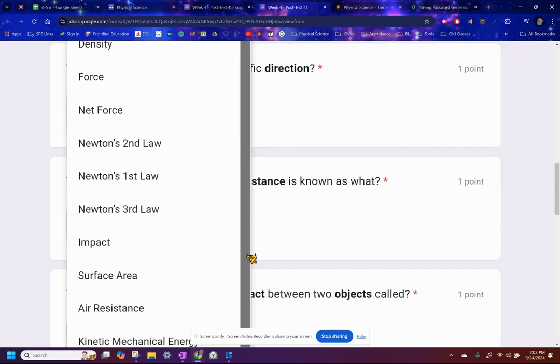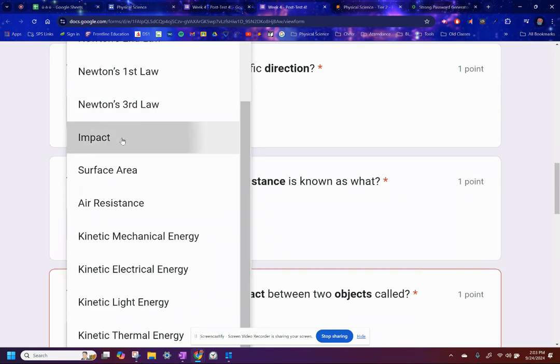What is a collision or a forceful contact between two objects? Something about collisions. Let's see. An impact. Impact and collision.